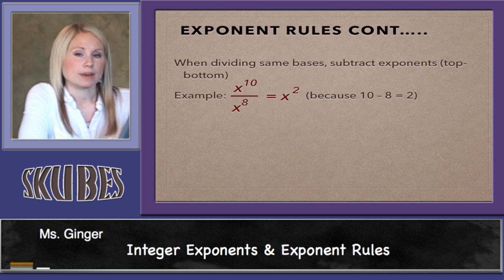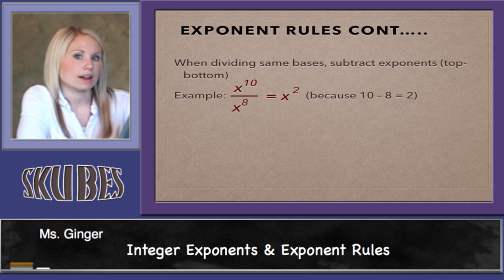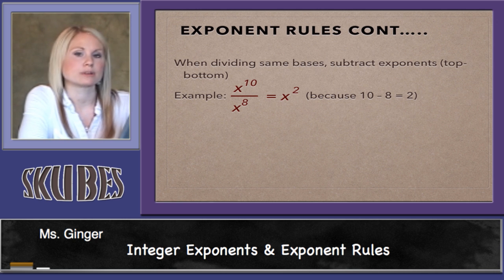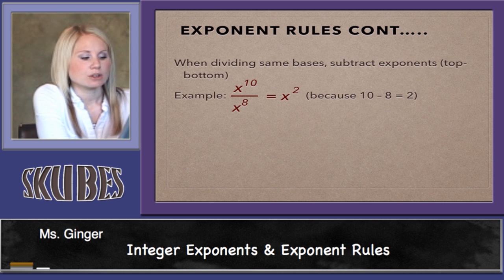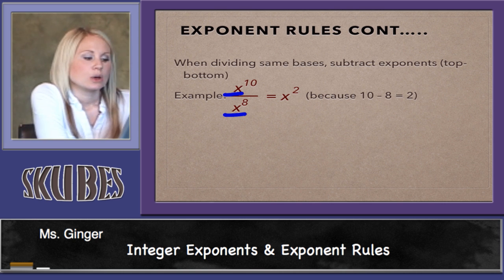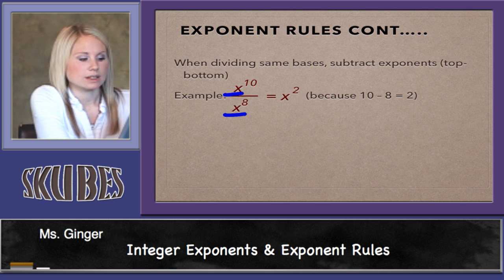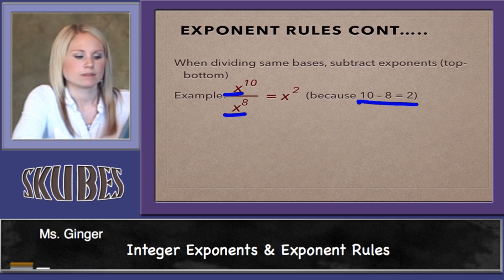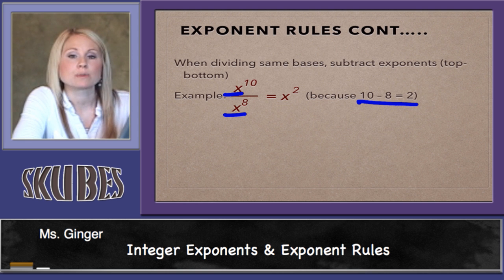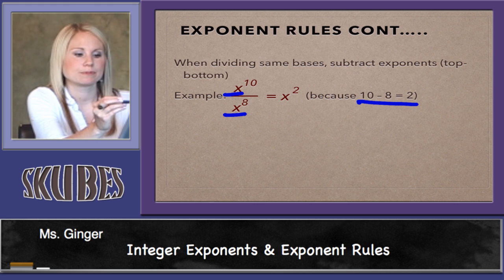When we multiplied bases, we added the powers. So you might guess that when we divide the bases, we're going to subtract those powers. It's just the opposite. So if I see same bases, like I do here, these x's that are being divided, I need to subtract those powers. So I've got 10 minus 8 equals 2, so 2 is going to be my new power on x. The answer to this is x to the 2, x squared.